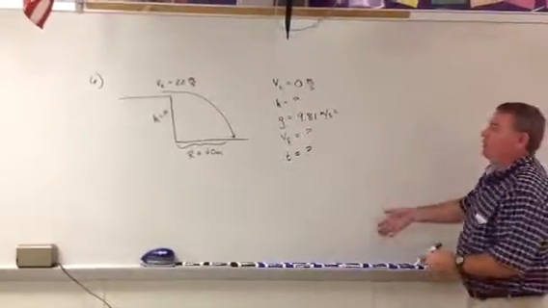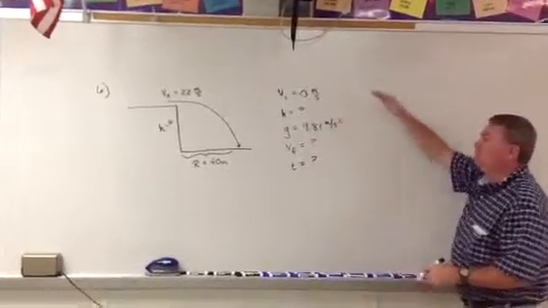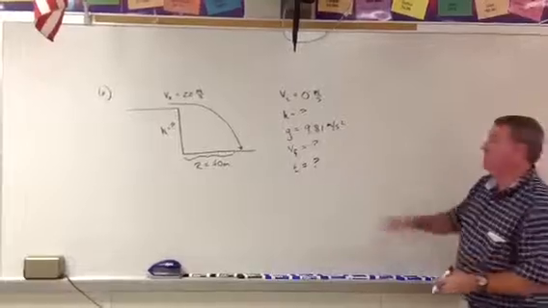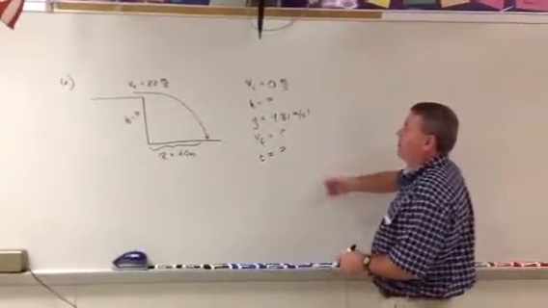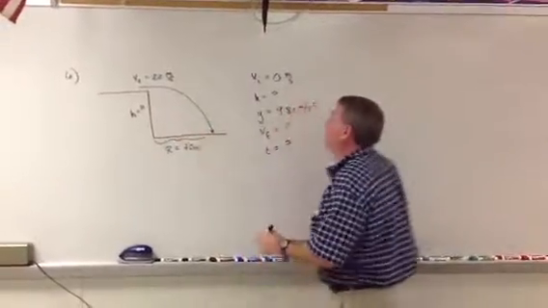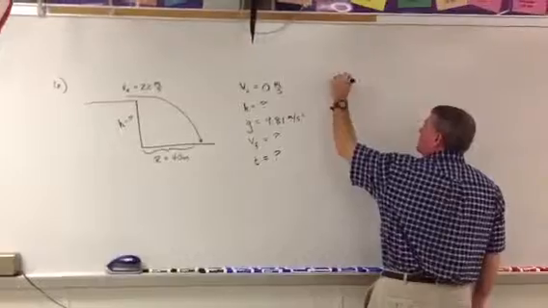So we can't use free fall starting out because we don't know 3 things. If you know 3 things, you can figure out the other 2. But if you don't know 3 things and you only have 2, you can't do anything with free fall. So now we have to start off with the x direction information.